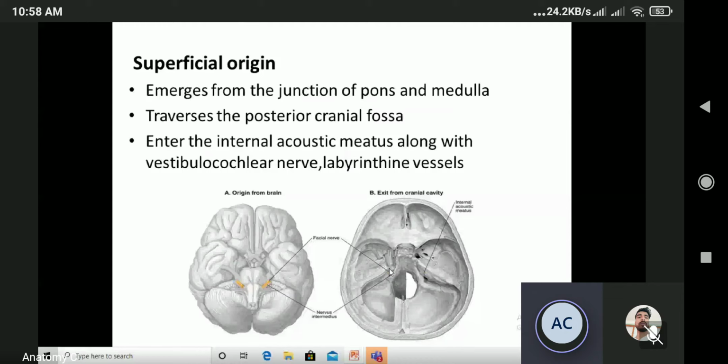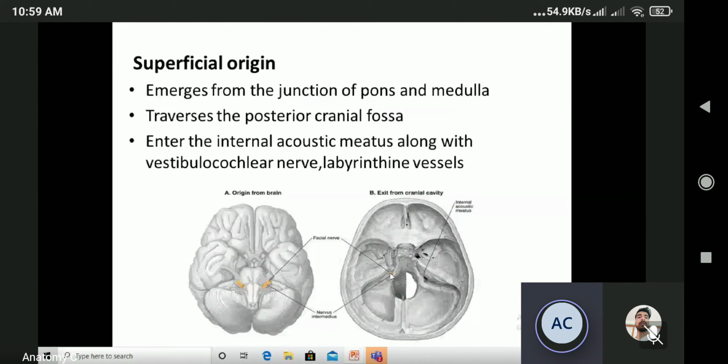Then here it enters the internal acoustic meatus. So you know this is the petrous part of the temporal bone here. So this is the internal acoustic meatus. Here it enters the internal acoustic meatus along with the other nerve and the vessel. The other nerve is the vestibulocochlear nerve, and the labyrinthine vessel. So you find these along with the facial nerve within the internal acoustic meatus.